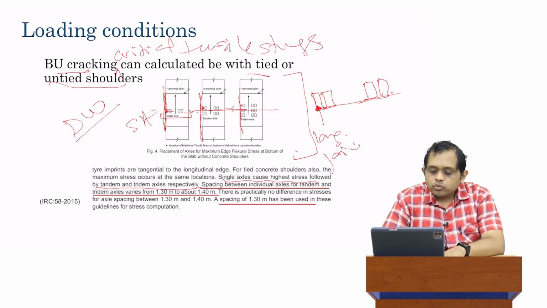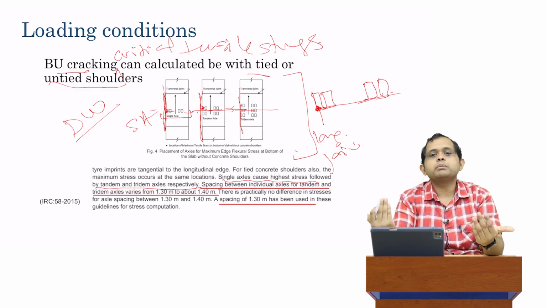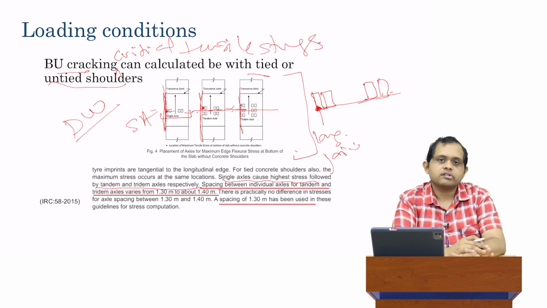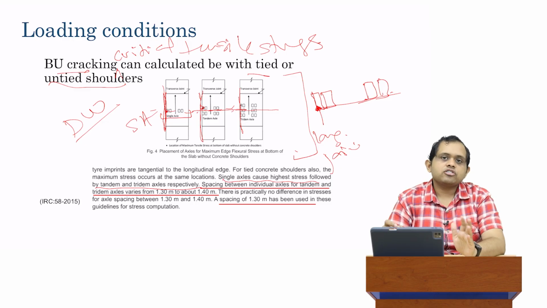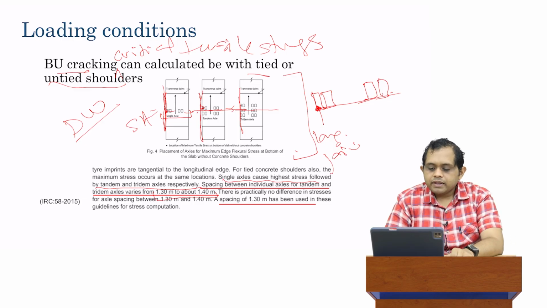All right. Spacing between individual axles: it has been seen that the spacing between individual axles for tandem and tridem varies from 1.3 to about 1.4 meters. I had already pointed out to you that the upper limit for calling 2 axles tandem axles in the Indian practice is 1.8 meters, and for 3 axles, the upper limit for calling them tridem axles is that the overall outer spacing should be no more than 3 meters. That means on average, the spacing between the individual axles should be no more than 1.5 meters. And so 1.3 to 1.4 is within that range.